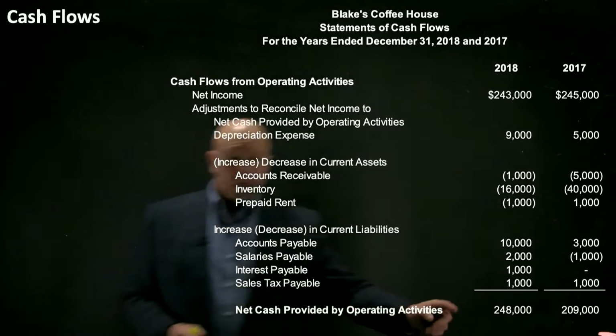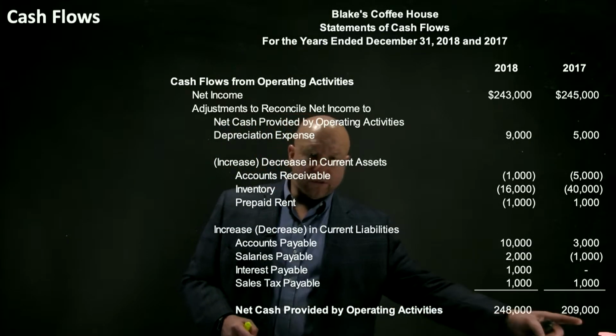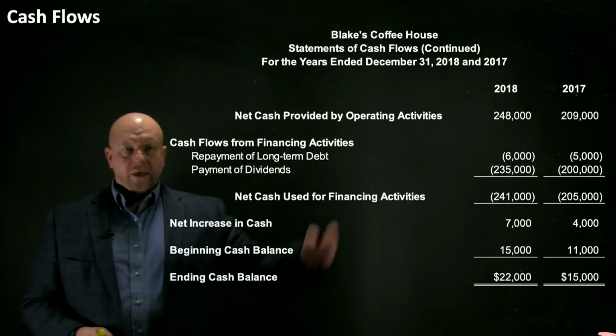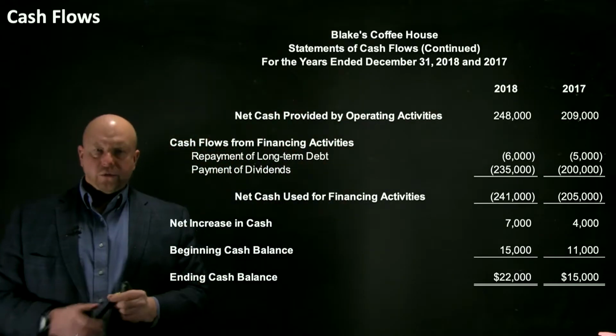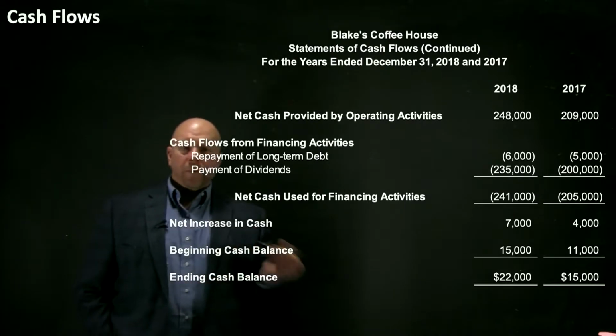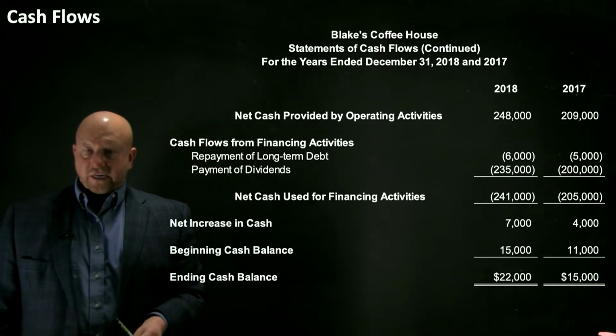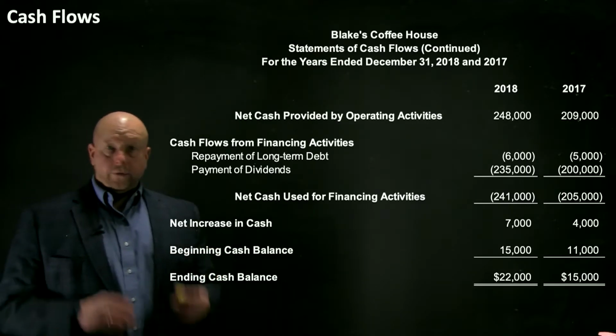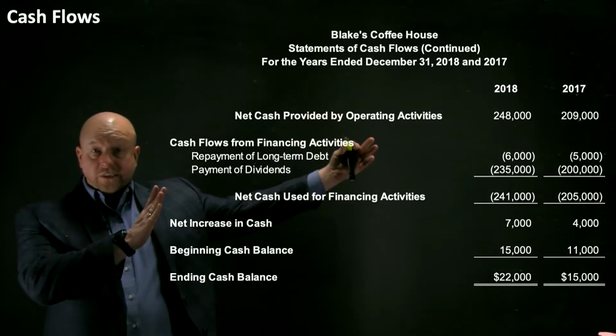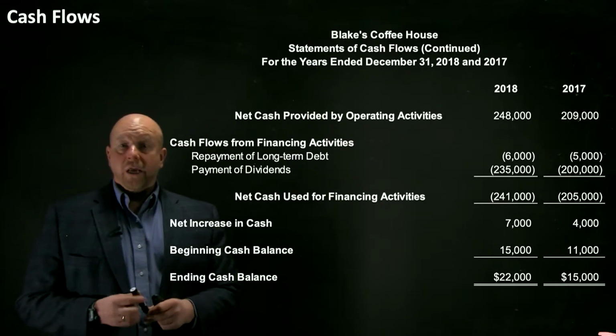What I did do is I took the operating cash flows, 248 and 209, and I kind of repeated that row right here. This is a continued statement of cash flows. And I purposely did not include any investing activities because I wanted to keep the example relatively simple and, quite frankly, in a font size that would fit on these screens here.